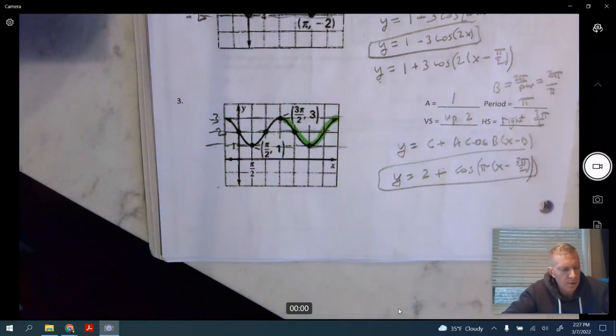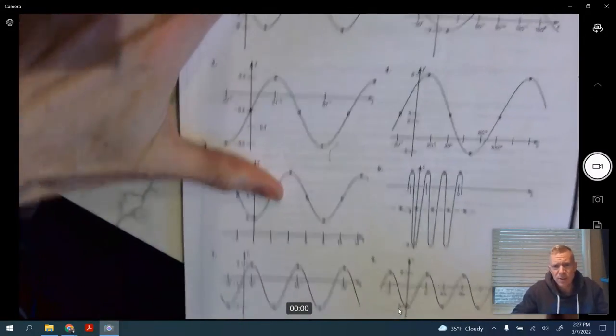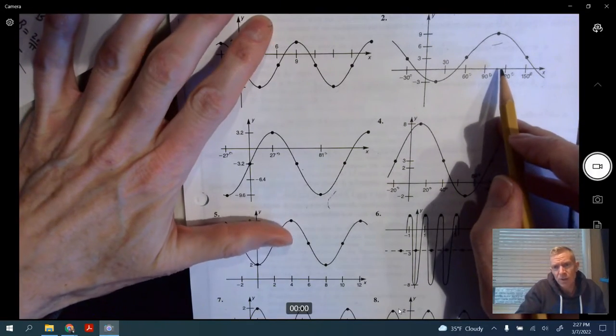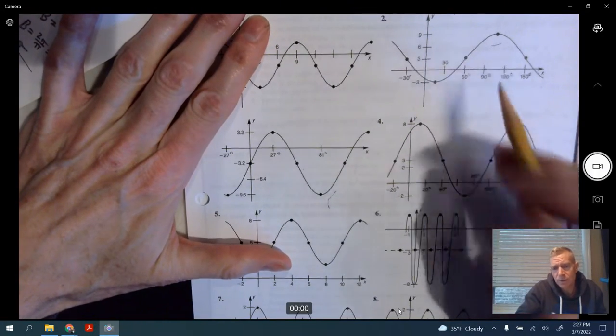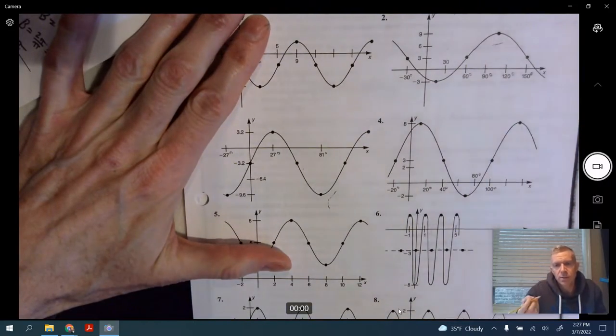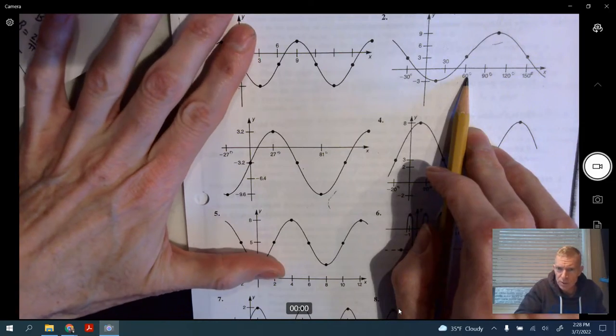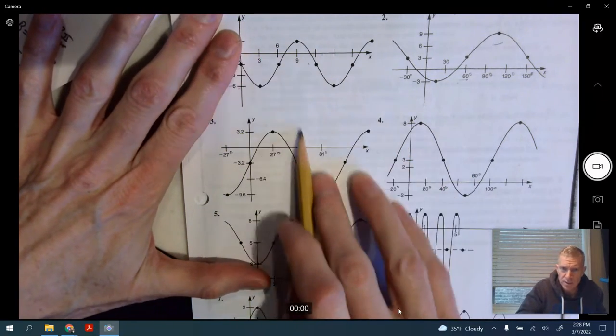And let's just look at a couple of them on the next page, the skills practice page. Now notice here, some of these say degrees. So that's your clue. If you don't know whether you're in degrees or radians, you have to do radians unless you see a degree symbol, then you know that's your angle. So this one's degrees, this one will be radians.